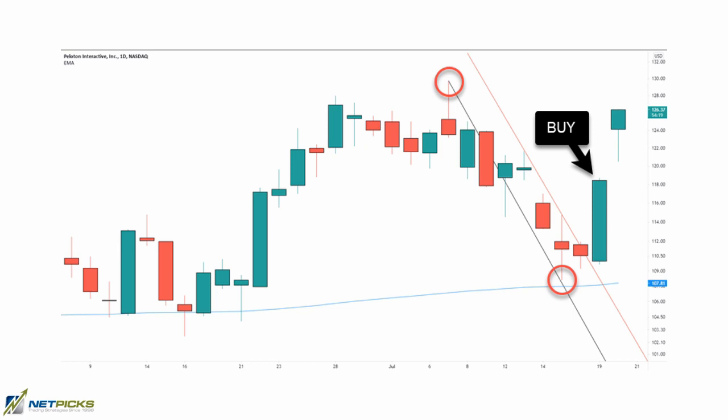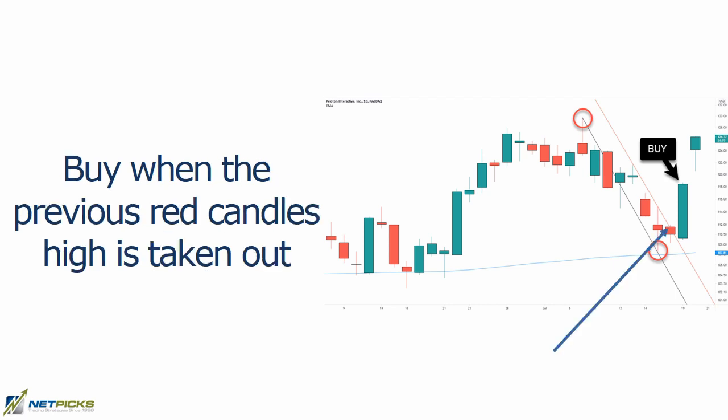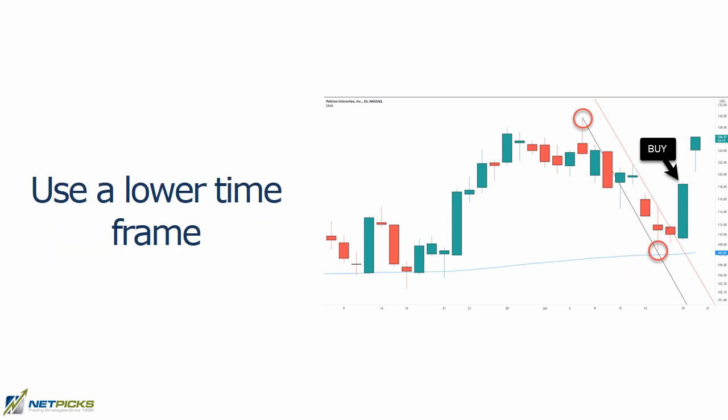Now, there are a few ways to enter trades. We can buy when the day turns green. We can buy when that previous red candle, when that high is taken out. We could consider buy stops. But remember, if it's a daily chart, you may not get filled because of a gap. We can use a lower time frame.